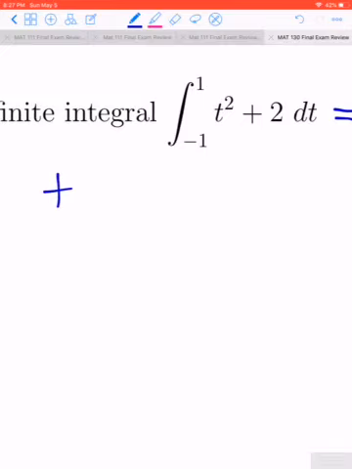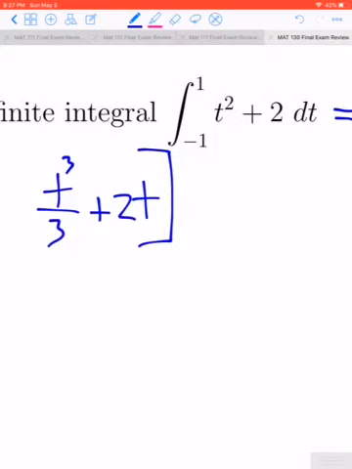The antiderivative of t squared, you add 1 to the power, divide by the new power. That's going to be t cubed over 3. The antiderivative of 2 is going to be 2t. And then we need to evaluate this from -1 to 1.